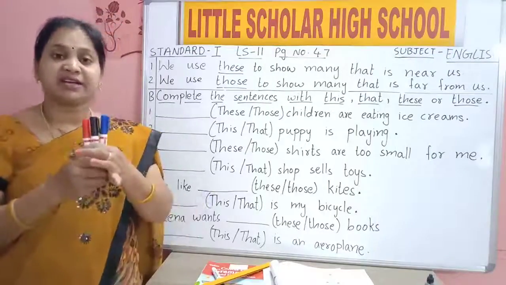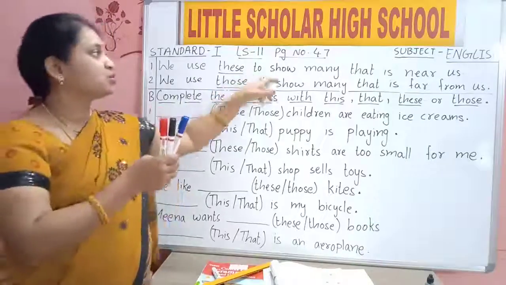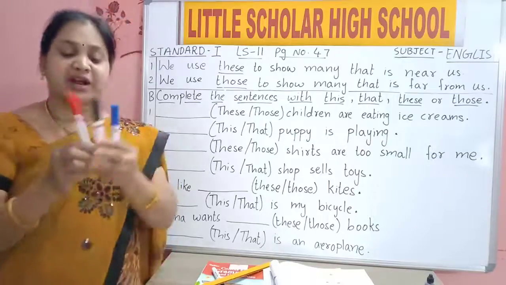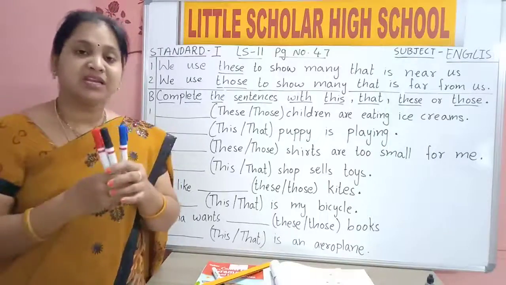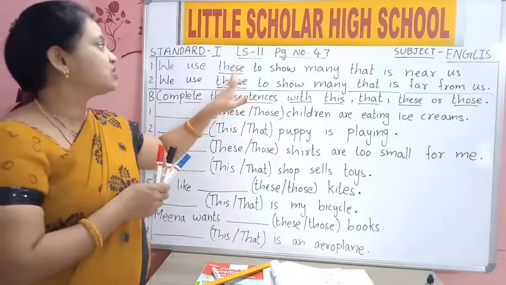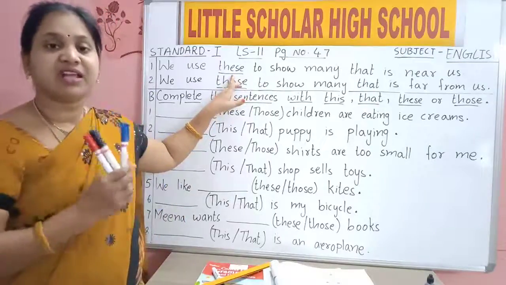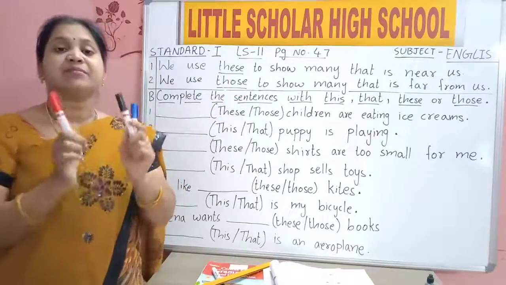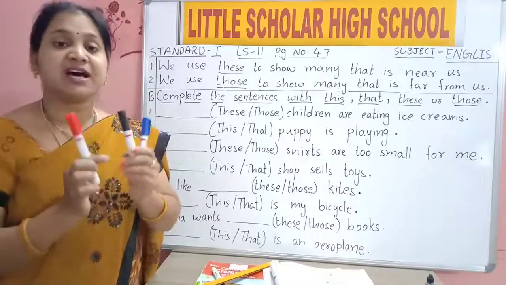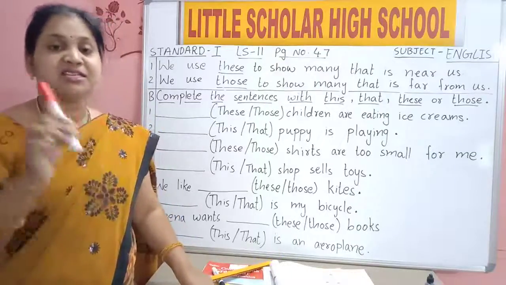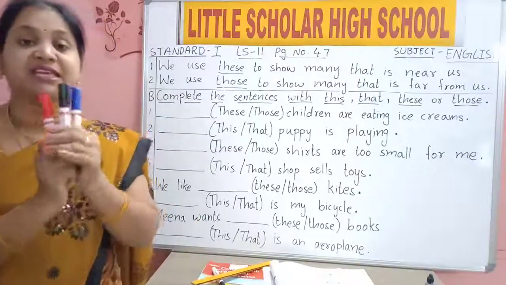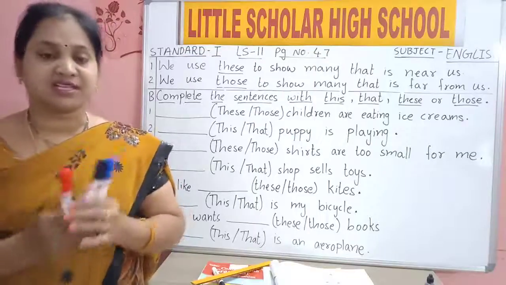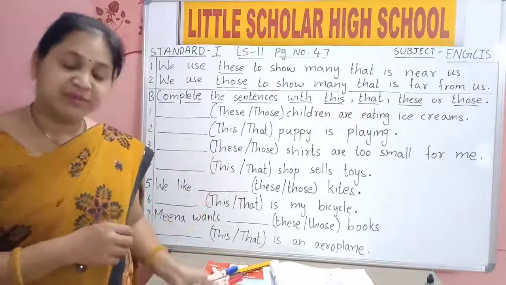Now I have three in hand. Three means many, to show many. One means only one thing, but one, two, three means many. When we are talking about many, we use these, when they are close to us, when they are near us. Now what will we say? These are markers. One means we will say this is a marker, but many means these. These are markers. Why are we saying these? Because they are near us. Yes, it's in my hand, it's near me.